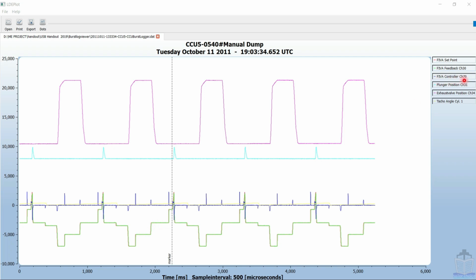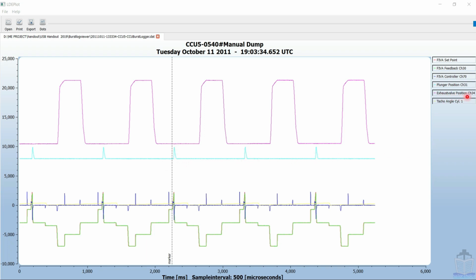Next one is FIBA controller channel 70. This blue line is FIBA controller channel 70. You can see this channel 70 line is limited to below 3000. Next one is plunger position channel 31. This one is channel 31. It is very smooth and you can make out there is no problem.